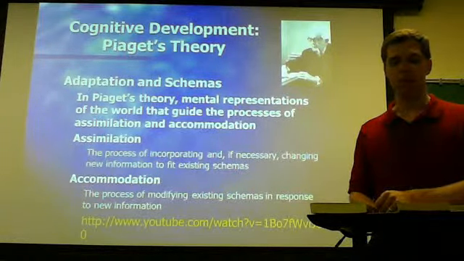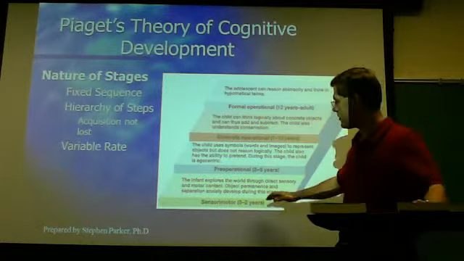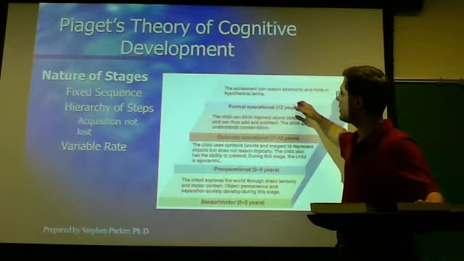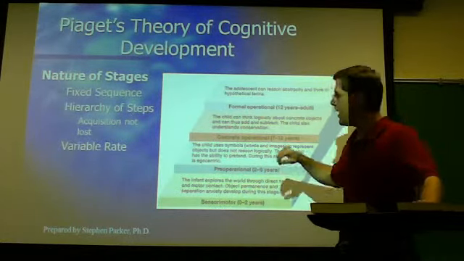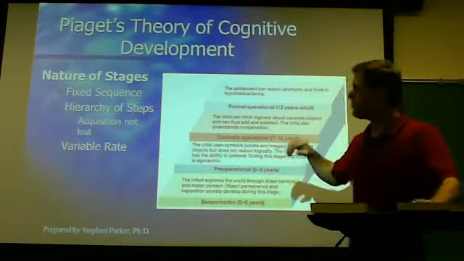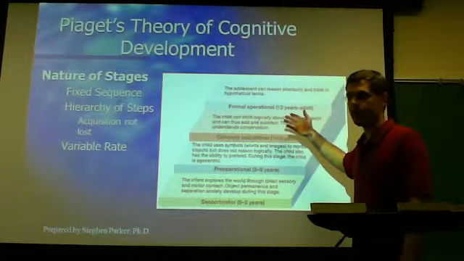So Piaget talked about the steps in his developmental theory as being fixed, meaning somebody's not going to start out at the formal operation stage. You're not going to have a 2-year-old who can form a hypothesis and reason like an adult can.